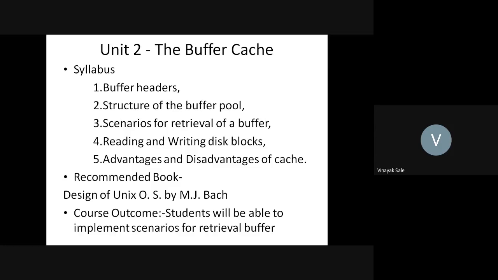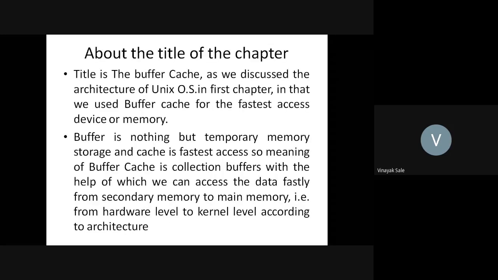The recommended book is The Design of the Unix Operating System by M. J. Bach, and the course outcome is that after completion of this chapter, a student will be able to implement different scenarios for the retrieval of a buffer. The title of this chapter is the buffer cache. As we discussed the architecture of the Unix operating system in chapter one, in that we used a buffer cache for the fastest access to a device or memory.